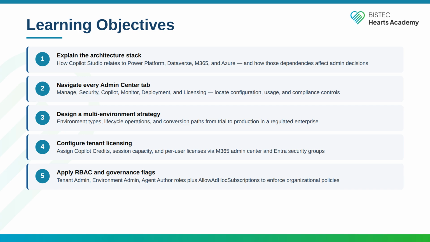Fourth, configure the tenant licensing model. Credits, session capacity, per-user licenses. Understanding how they interact prevents the most common and most embarrassing admin failure. A production chatbot that goes silent because the tenant ran out of Copilot credits mid-quarter. Fifth, apply role-based access controls and governance flags. Tenant admin, environment admin, agent author, allow ad hoc subscriptions. The controls that separate a well-governed tenant from a sprawling mess of ungoverned environments.